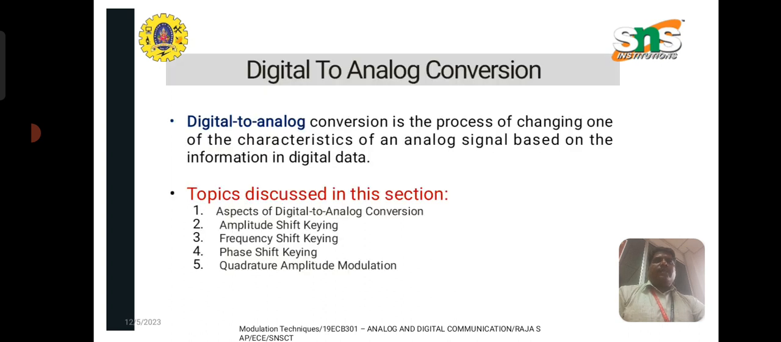So why do we go for digital to analog conversion? Digital to analog conversion is the process of changing one of the characteristics of an analog signal based on the information in the digital signal. So any one parameter of the analog signal is changed according to the digital signal. In this video, we are going to discuss the aspects of digital to analog conversion: amplitude shift keying, frequency shift keying, phase shift keying, and quadrature amplitude modulation.